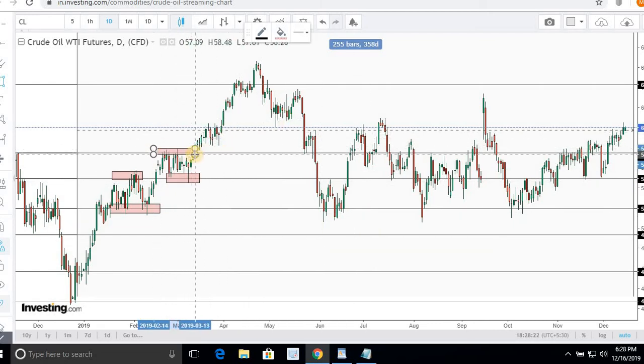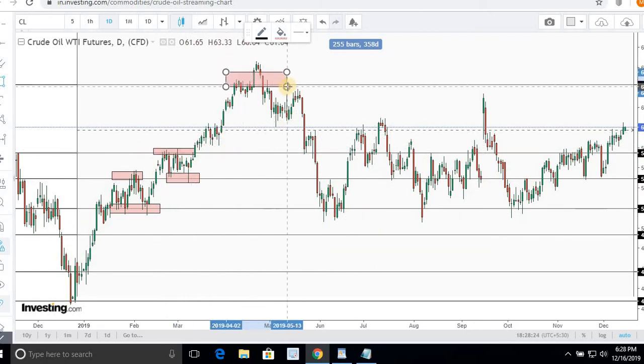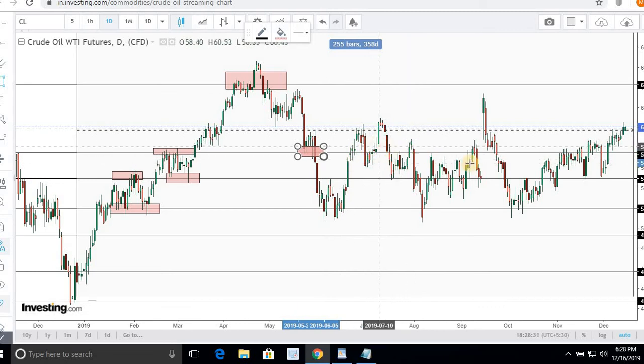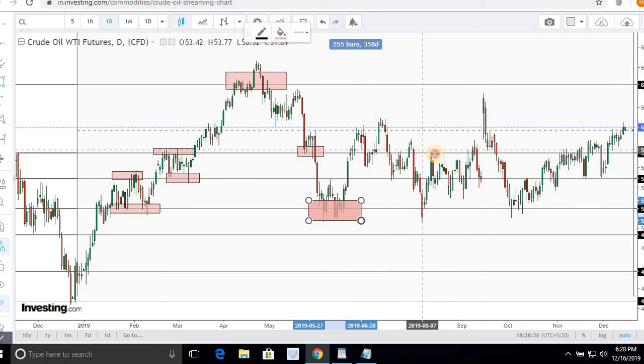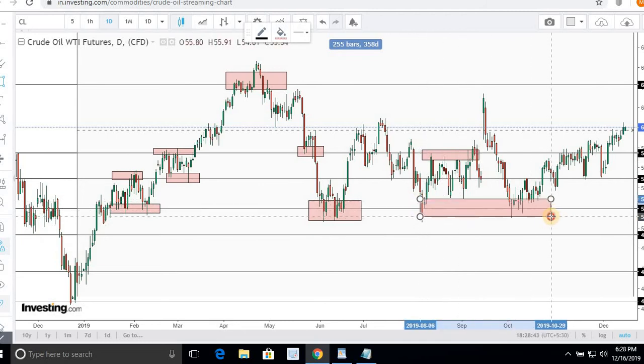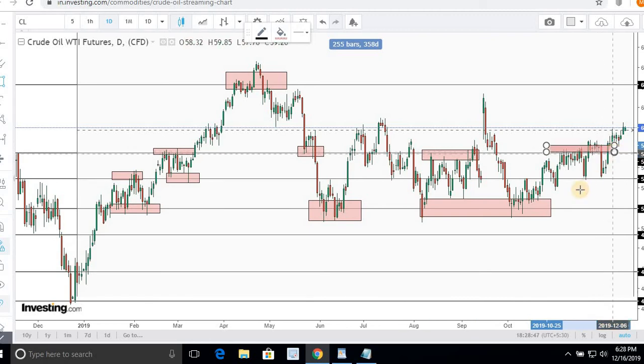and again this as a support, and this as a resistance here as well, and here also. There was a slight pullback here as well. Here it even formed a range, and here it even formed a range as well, and this area also. So this is how you should be plotting a support and a resistance.